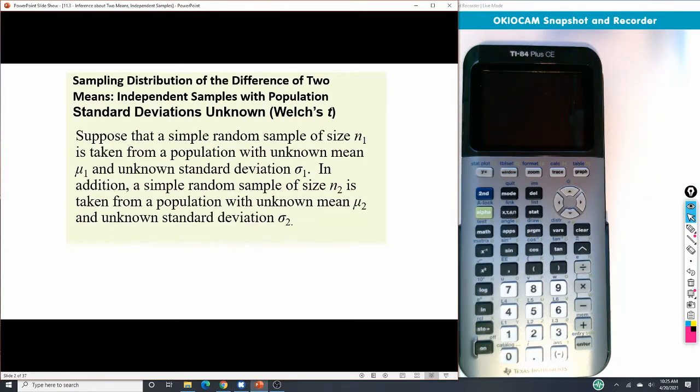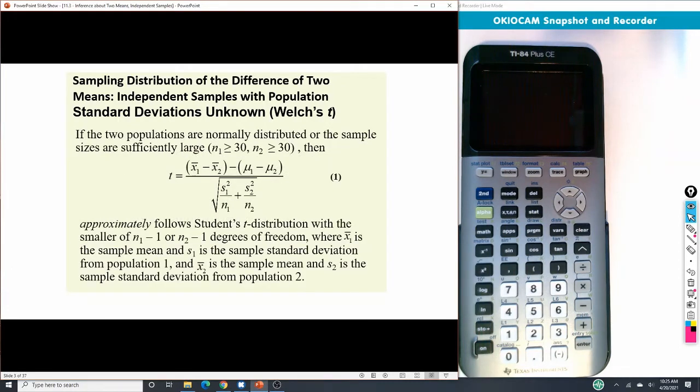Suppose that we have n, mu, and the standard deviation for our first sample, as well as an unknown standard deviation for our second sample. If the populations are normally distributed and sufficiently large, going back to n1, n2 being greater than or equal to 30, then we can use this t-value. We want to be able to plug into those. Now, we are going to use a calculator to find all those things. So again, don't be scared of that big formula. We're going to work our way around it.